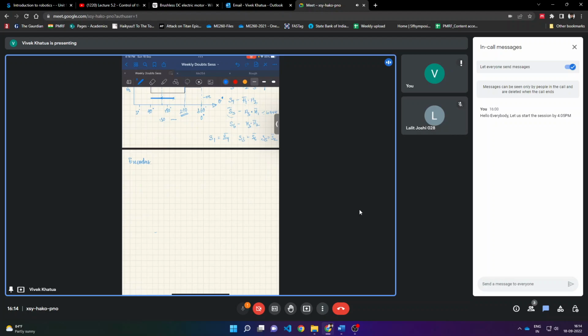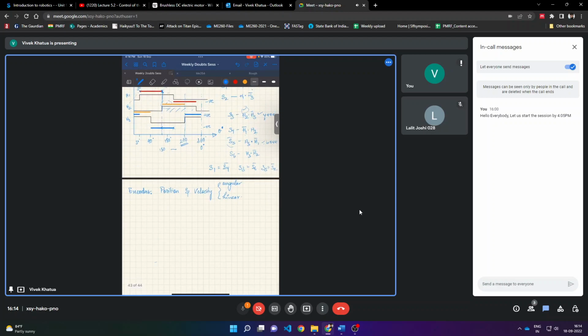These encoders sense position and velocity. What type of velocity we are interested in is angular. There is linear also, where the construction will change.